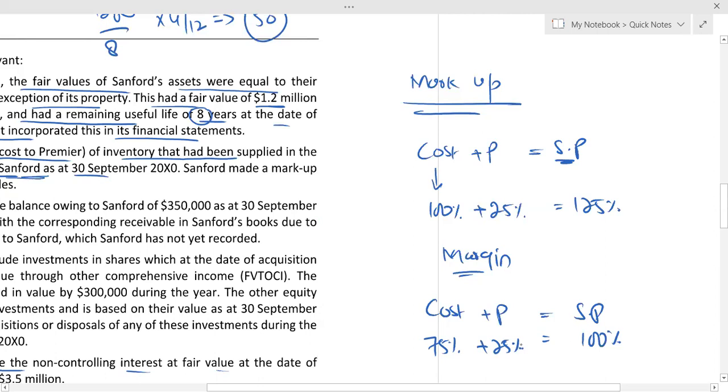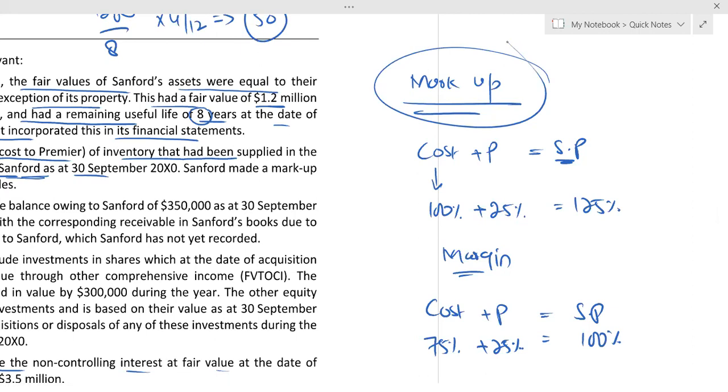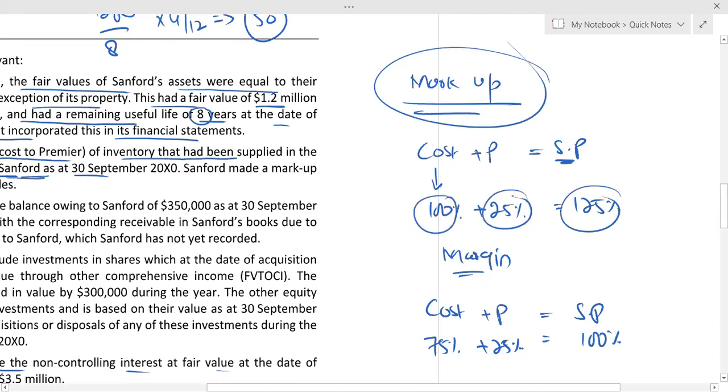Here the seller is subsidiary, number one. Number two, subsidiary is charging 25% on cost. Charging 25% on cost means we are dealing with markup. Repeat: subsidiary is the seller, number one. And number two, subsidiary is charging 25% on cost. Cost means markup. It means selling price is 125%, cost is 100, and the profit margin is 25%.